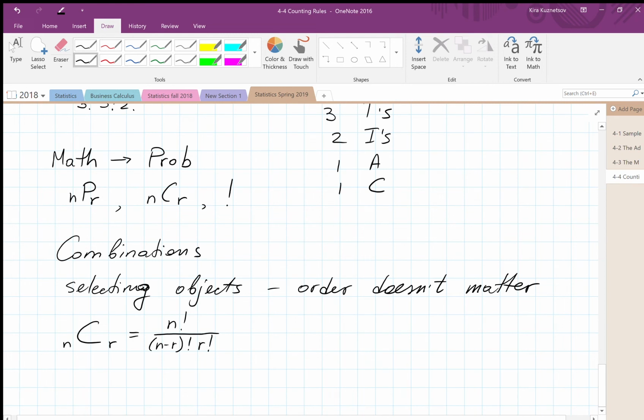because what we want to do is, if I'm selecting person number 1 and then person number 2 and then person number 3, if I just need those 3 people, selecting them in the order 1, 2, 3 or 3, 2, 1 is a different permutation, but it is the same combination. So there are going to be a lot fewer combinations than there are permutations.